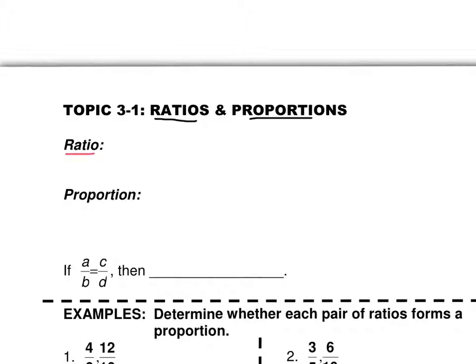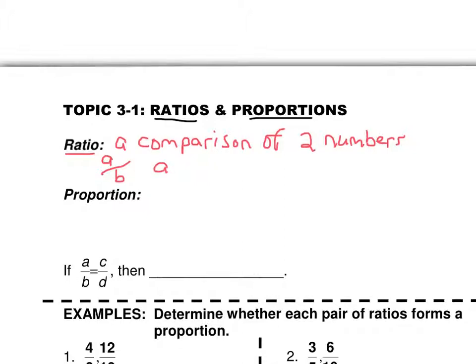A ratio is a comparison of two numbers, and it can be written as A over B, comparing A to B, and remember A colon B, or you can write it A to B. So that is a ratio.